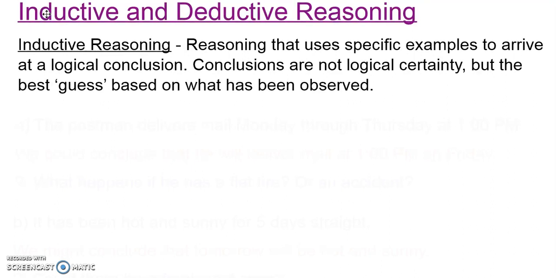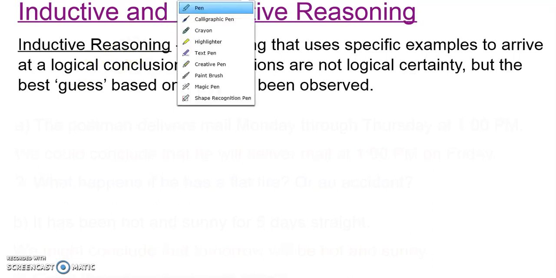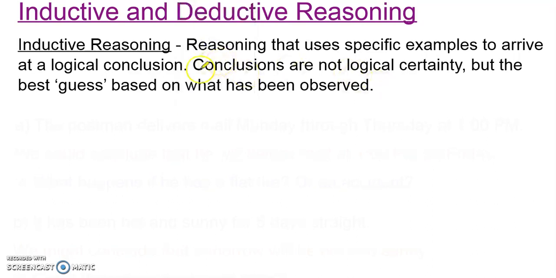The unit that we're in is on logic and proof, and to prove things, you have to have reasons. So inductive reasoning is just using specific examples to arrive at your logical conclusion. And using inductive reasoning does not ensure logical certainty. I want to highlight that part. When we use inductive reasoning, we're just going off of our best guess based on what we observed. We cannot guarantee that it will always work out that way.